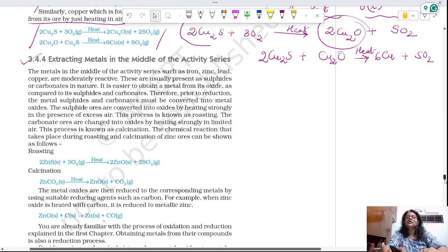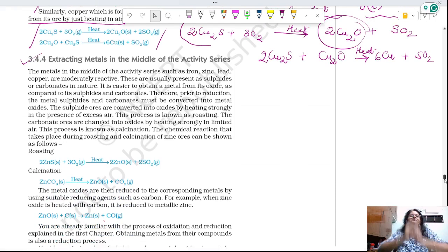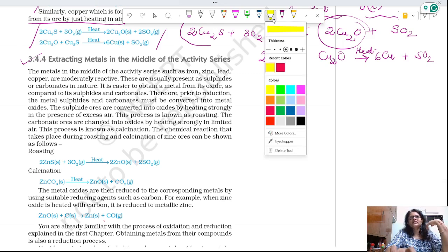First, according to the ore that we take, we do calcination or roasting. And finally, we will get zinc oxide. And that zinc oxide is reduced and we will get the zinc metal. So I will read what is written in your textbook so that it will be easy for you to understand.